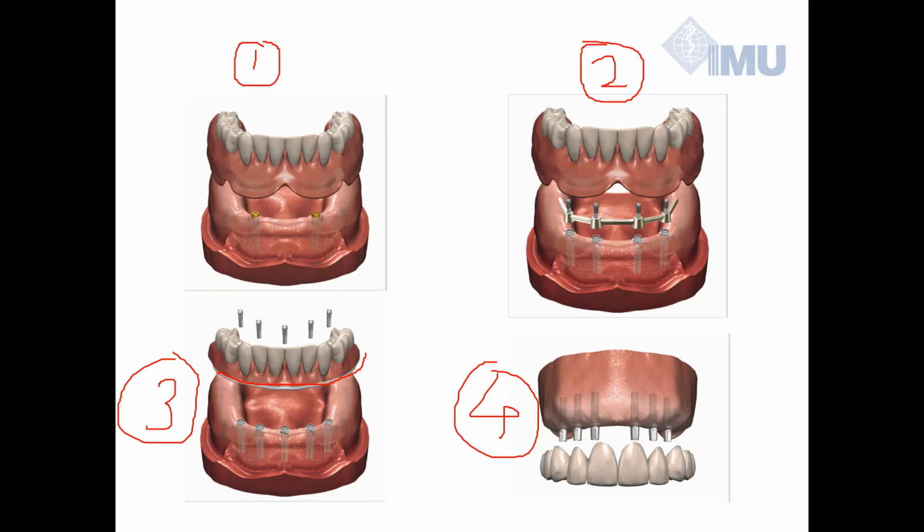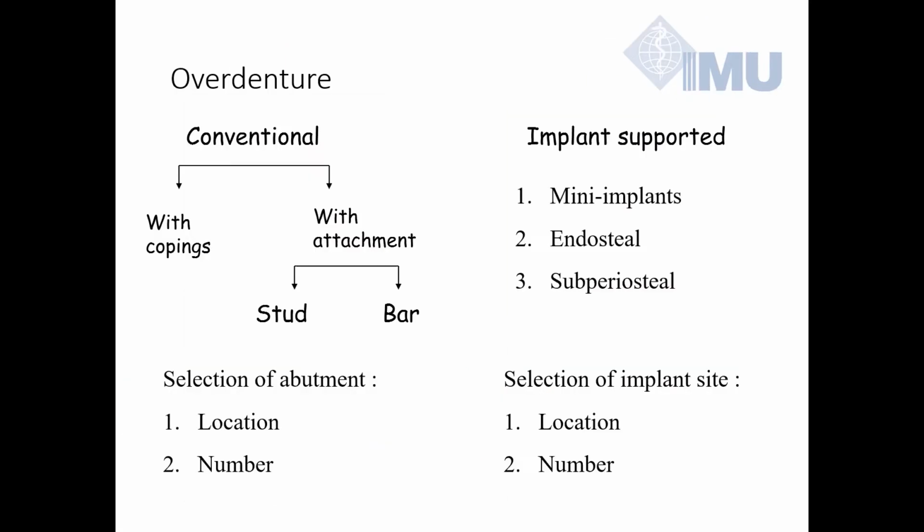Option four is a completely fixed implant restoration with metal-ceramic or zirconia restorations. They need a few more implants, 6 to 8 implants, to provide the support as a final fixed prosthesis. So that is a clear-cut fixed restoration, with multiple implants needed to support it. So these are the four options you need to consider.